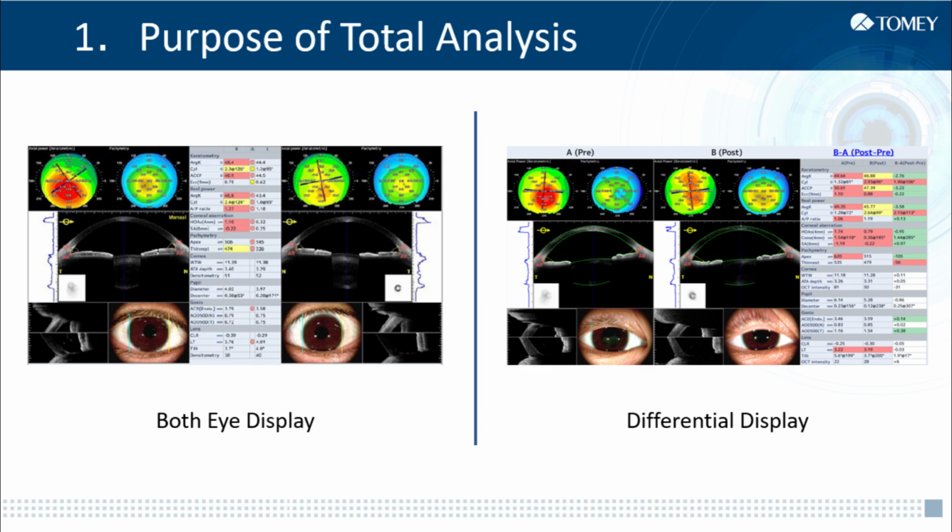Left one is the both eye display, and we compare the right and left eye on one screen. Then the difference between both eyes can be checked. Right one is the differential display, and we compare before and after treatment on one screen. Then the overall changes of the anterior segment due to treatment can be checked.